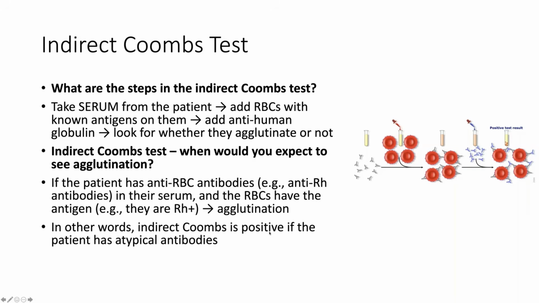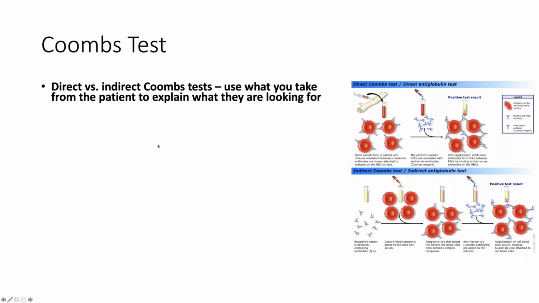So in other words, an indirect Coombs is positive if the patient has what are called atypical antibodies. Atypical antibodies means antibodies against something that's not on their own red blood cells. So let's go back to Gianna. Gianna, direct versus indirect Coombs. Use what you take from the patient to explain what exactly you are looking for.